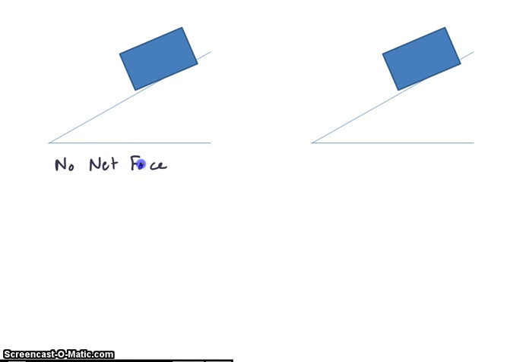Okay, and what does that mean to have no net force? Well, it means that either our box is going to be stationary, in other words, it's not moving, the box is at rest, or it means that our box is sliding with a constant velocity. Okay, so either we're at rest or we're at constant velocity.